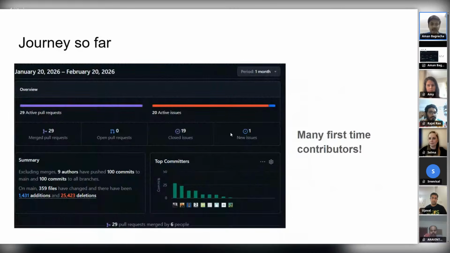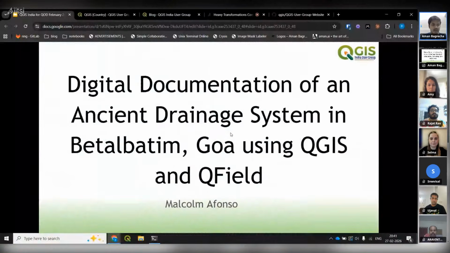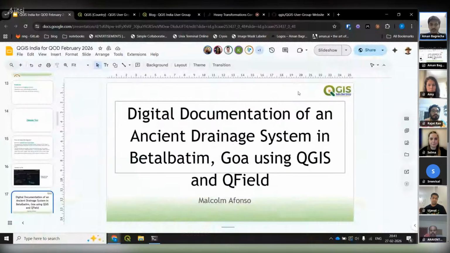We have our website live, and also multiple first time contributors contributed, which shows the diversity and also enthusiasm of QGIS India user group, that they want to contribute. It was just that the platform was missing. So now we'll hear from Malcolm, who is going to talk about his part where he contributed. So I'll hand it over to him.